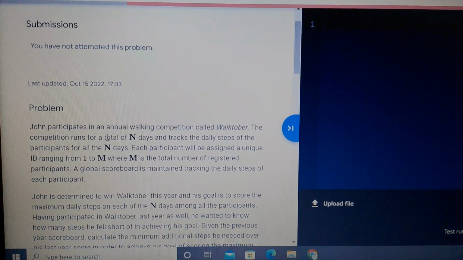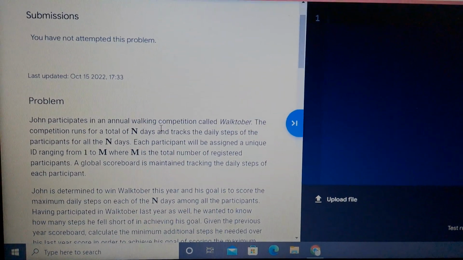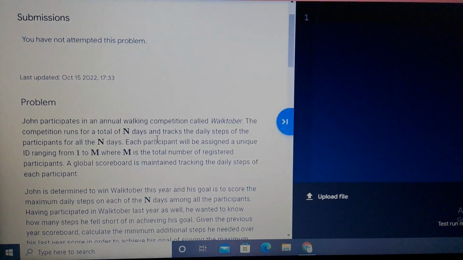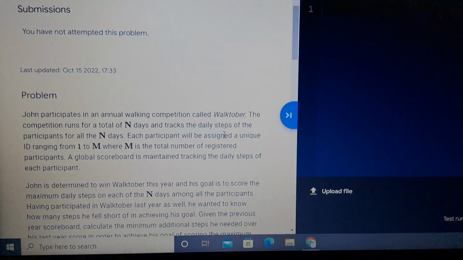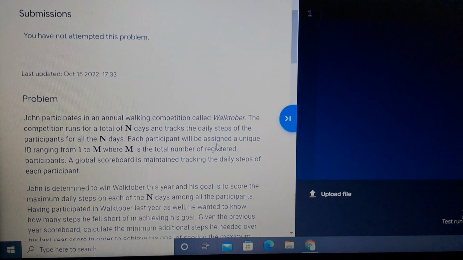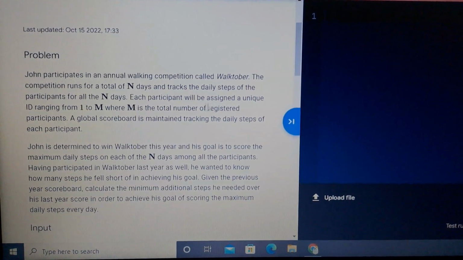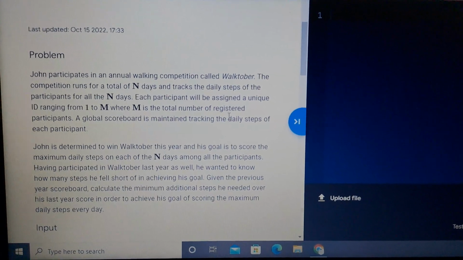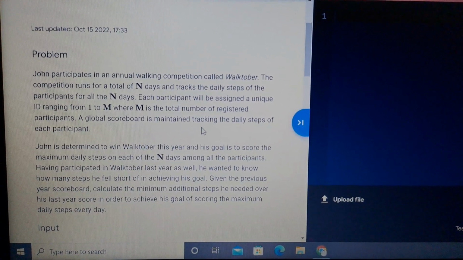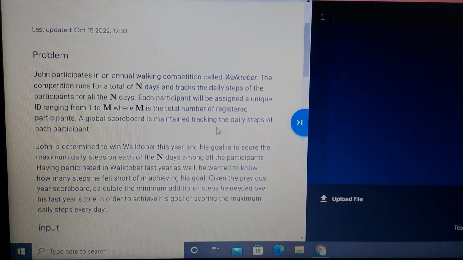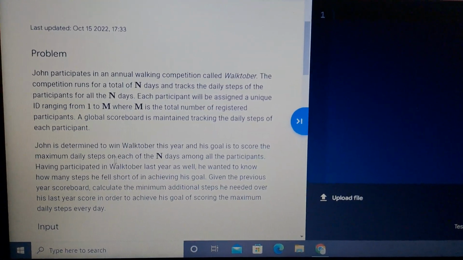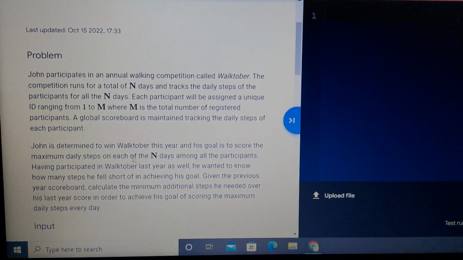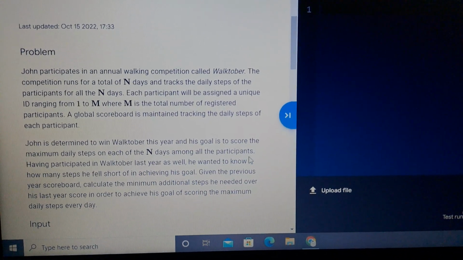John participates in an annual walking competition called October. The competition runs for a total of n days and tracks the daily steps of the participants for all the n days. Each participant is assigned a unique ID ranging from 1 to m, where m is the total number of registered participants. A global scorecard tracks the daily steps of each participant. John is determined to win October this year, and his goal is to score the maximum daily steps on each of the n days among all the participants.